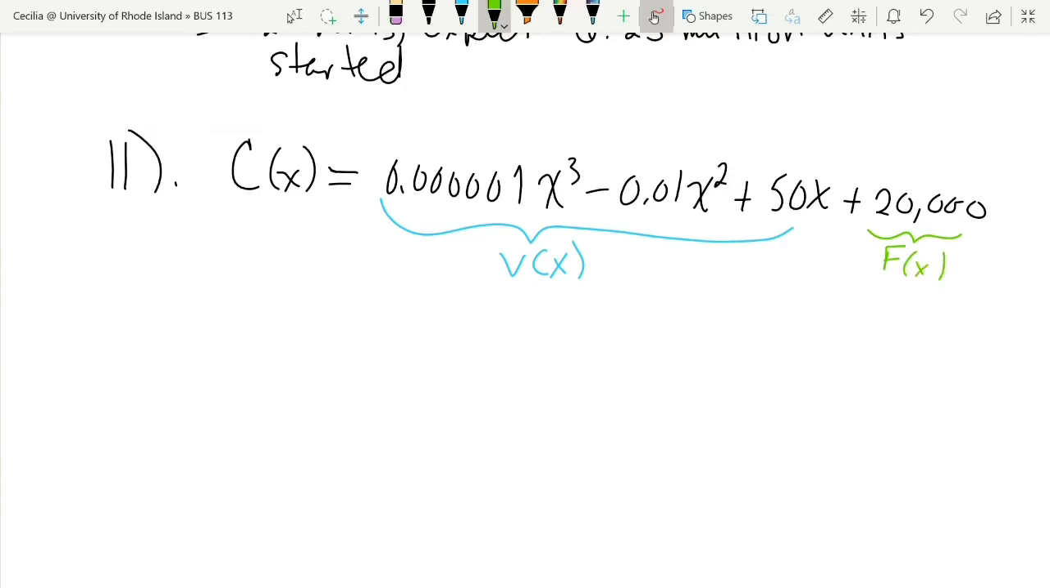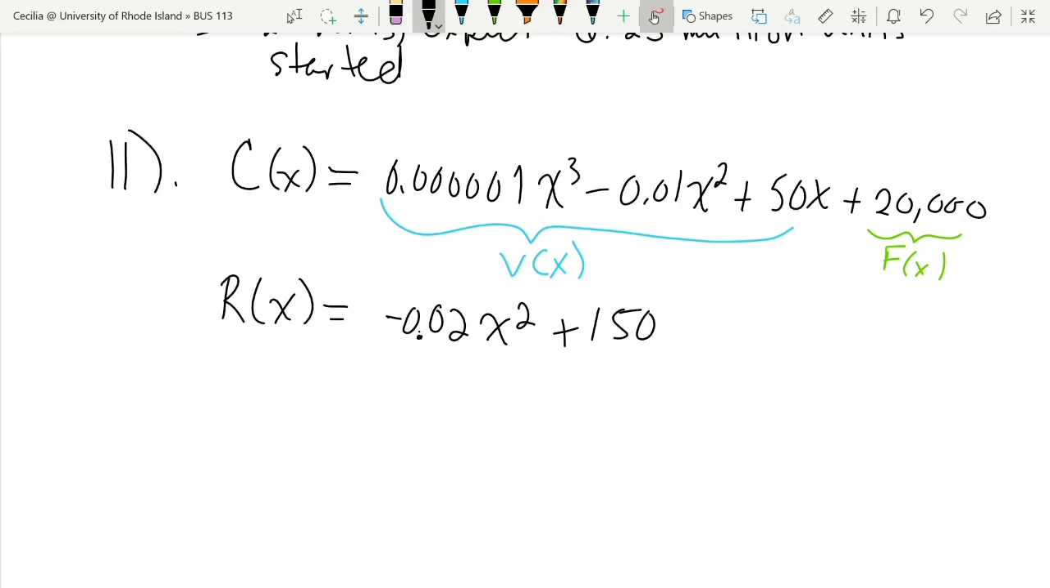Then we're given a revenue function. And the revenue function is minus 0.02x squared. Should be a little zero in front of the decimal to be clear, plus 150x. And we're told that x has a capacity of 7,500, or that this revenue function is applicable over an amount of webcams per week of 7,500.